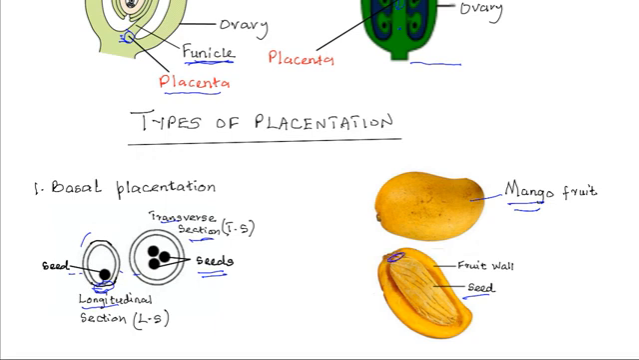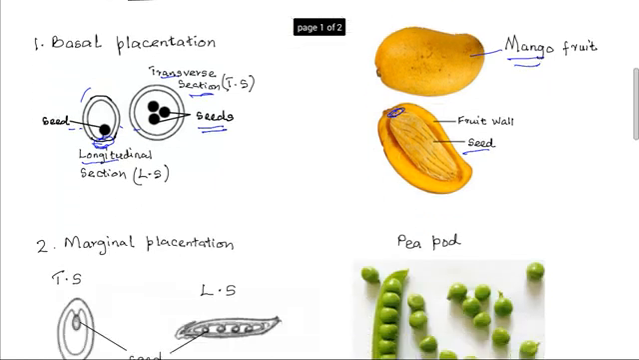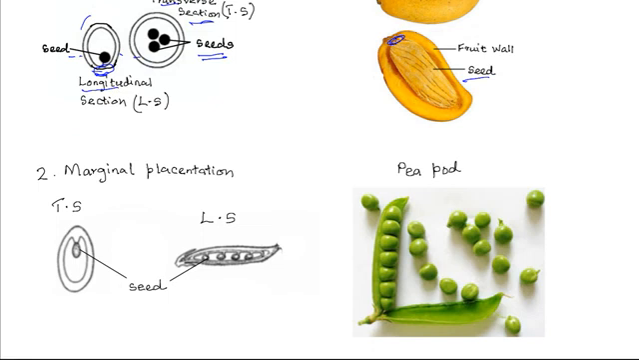So that is one seed. But remember, in basal placentation, the fruit may have one or more seeds attached to the base of the ovary wall or the base of the fruit wall. A second type of placentation is known as marginal placentation. As the term marginal means, the seed or the ovule is attached to the margins. That is, the placenta is located along the margins of the ovary or the fruit wall.